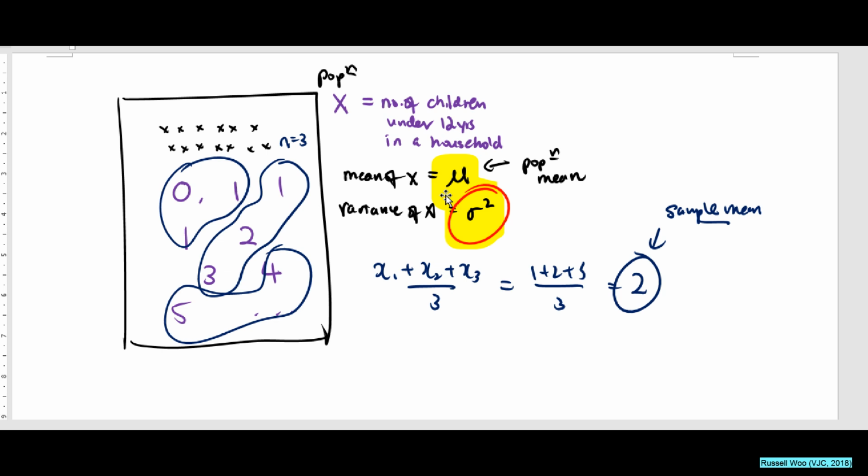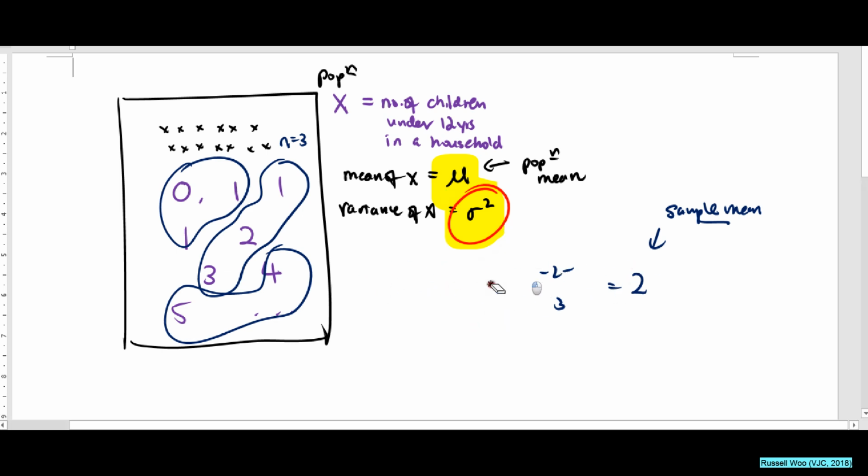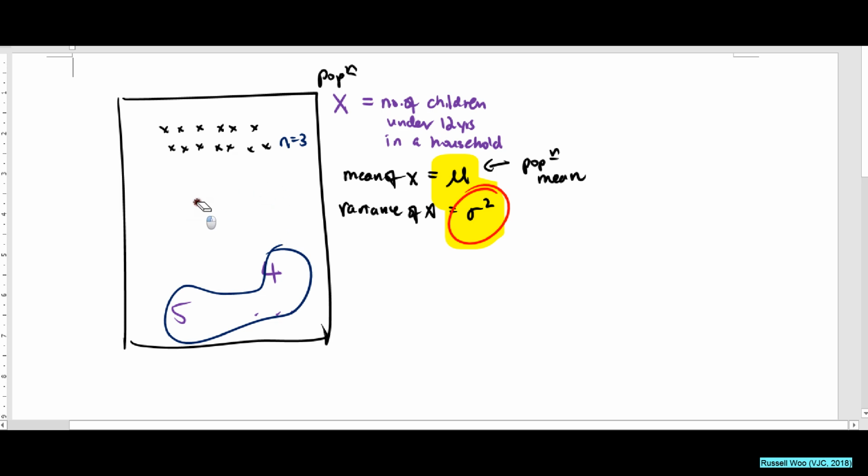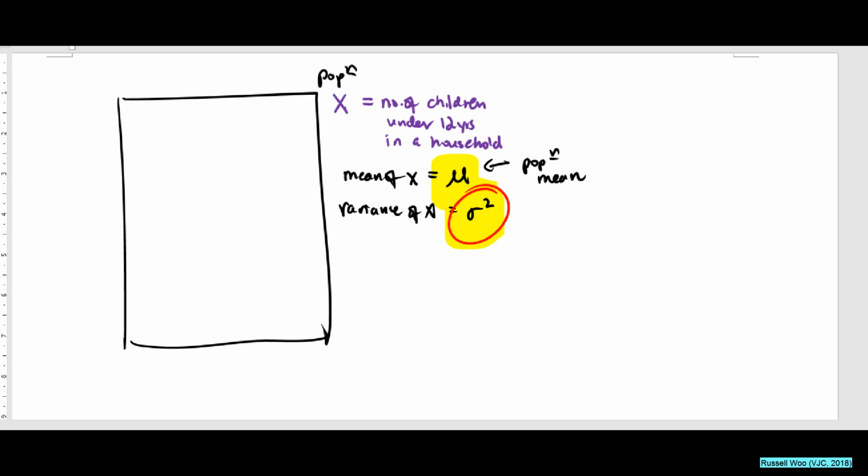Say you have an entire population in Singapore. We are talking about the number of children under 12 in a household. So a lot of data. There are a lot of data. That means a lot of households. Some would have 1, some would have 2, some would have 3, some would have 4, 0, 0, 1, 2, 4, 5, dot, dot, dot.